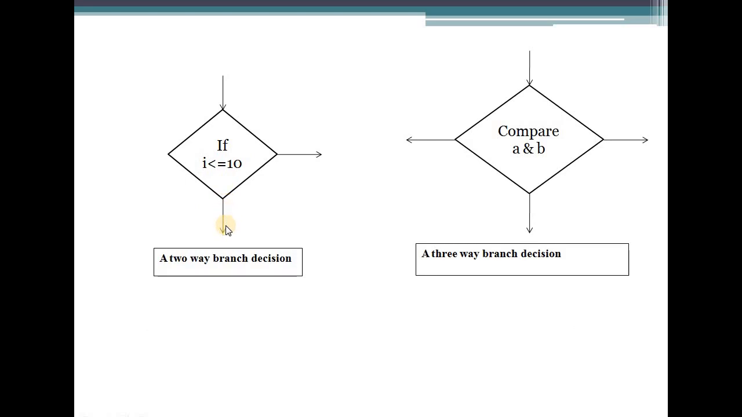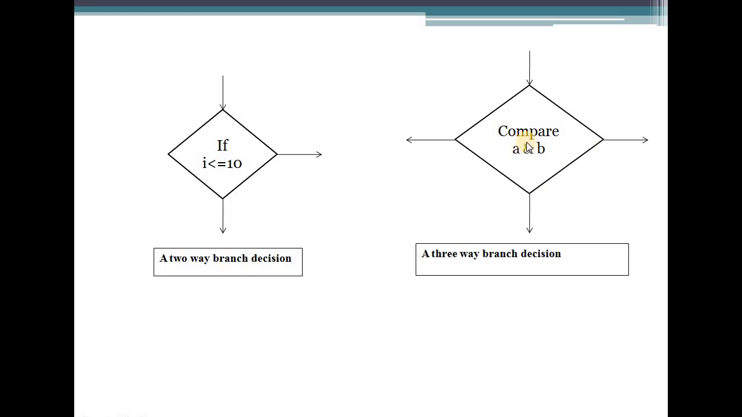If yes, the path will be in this way. If no, the path will be in this way. So since there are two ways, we say it is a two-way branch decision. The second type of branching decision is the three-way branch decision.